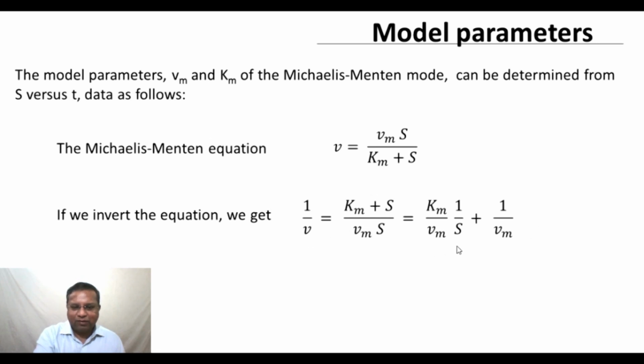If you look at this as y equals mx plus c, you can take this as y, this as x, and call this m, the slope, and c, the intercept. So if you plot 1 by v versus 1 by S from the S versus T data, you should get Km by Vm as the slope and 1 by Vm as the intercept. This is the way in which these model parameters are estimated.